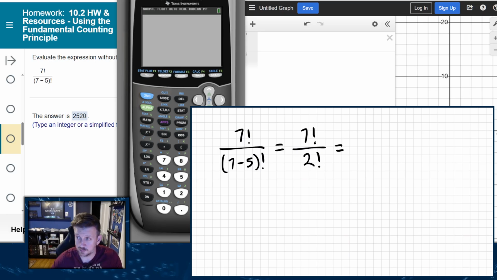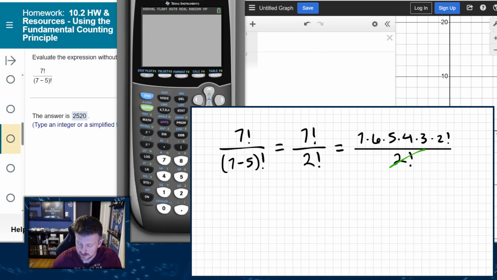Let's start breaking out what this is. On the denominator, I'm going to make a bigger fraction bar and leave 2 factorial alone. Then I'm going to write out 7 factorial until I can get down to 2 factorial. So this is 7 times 6 times 5 times 4 times 3 times 2 times 1, and that's what 2 factorial is. But I could also just write this as 2 factorial because those will reduce. So let's go ahead and do that.